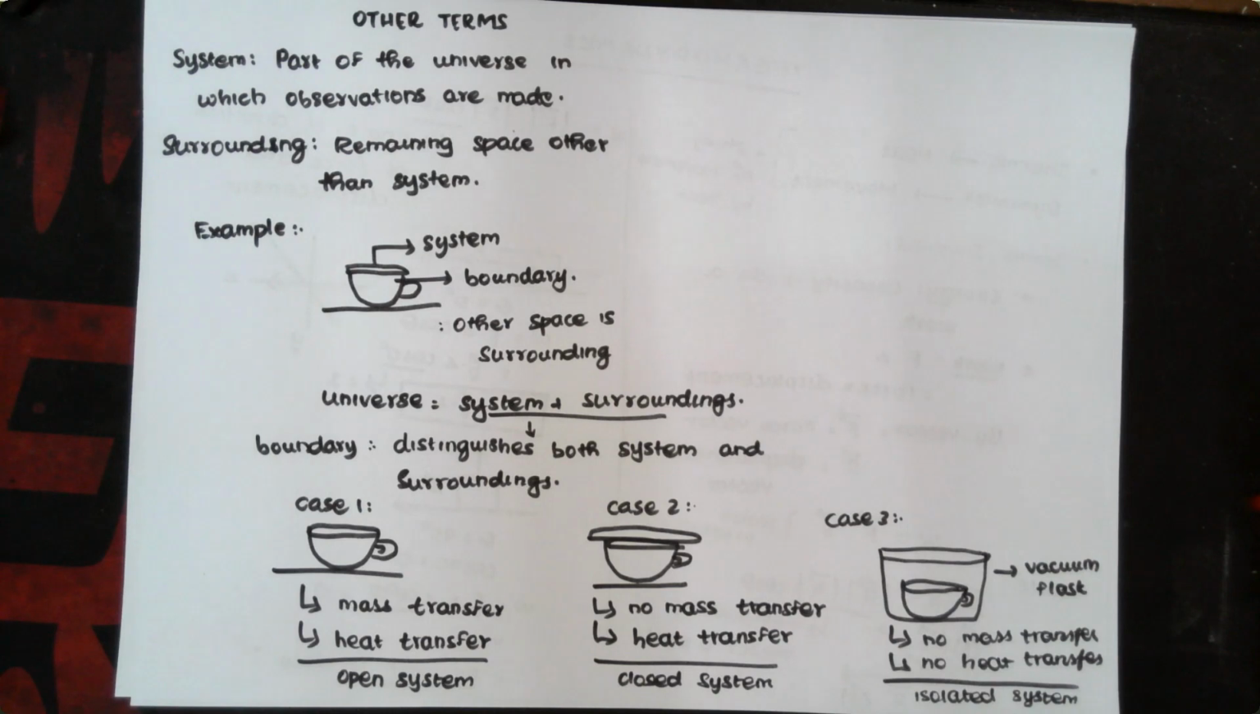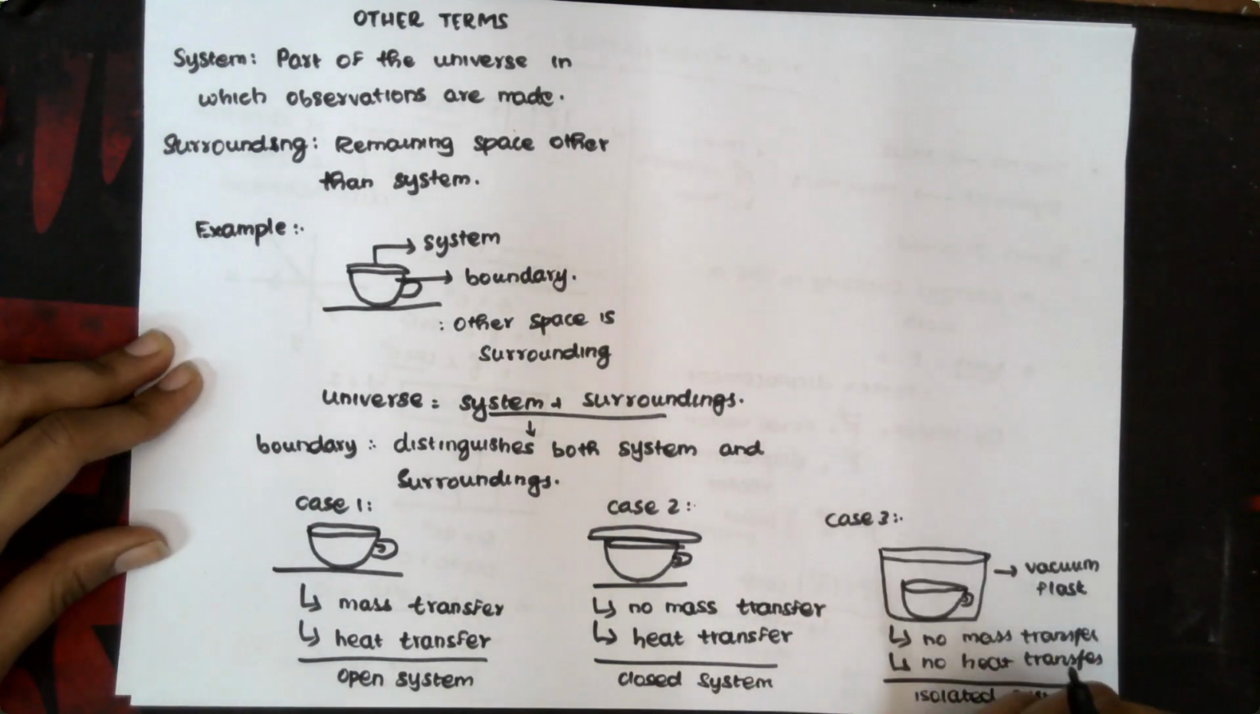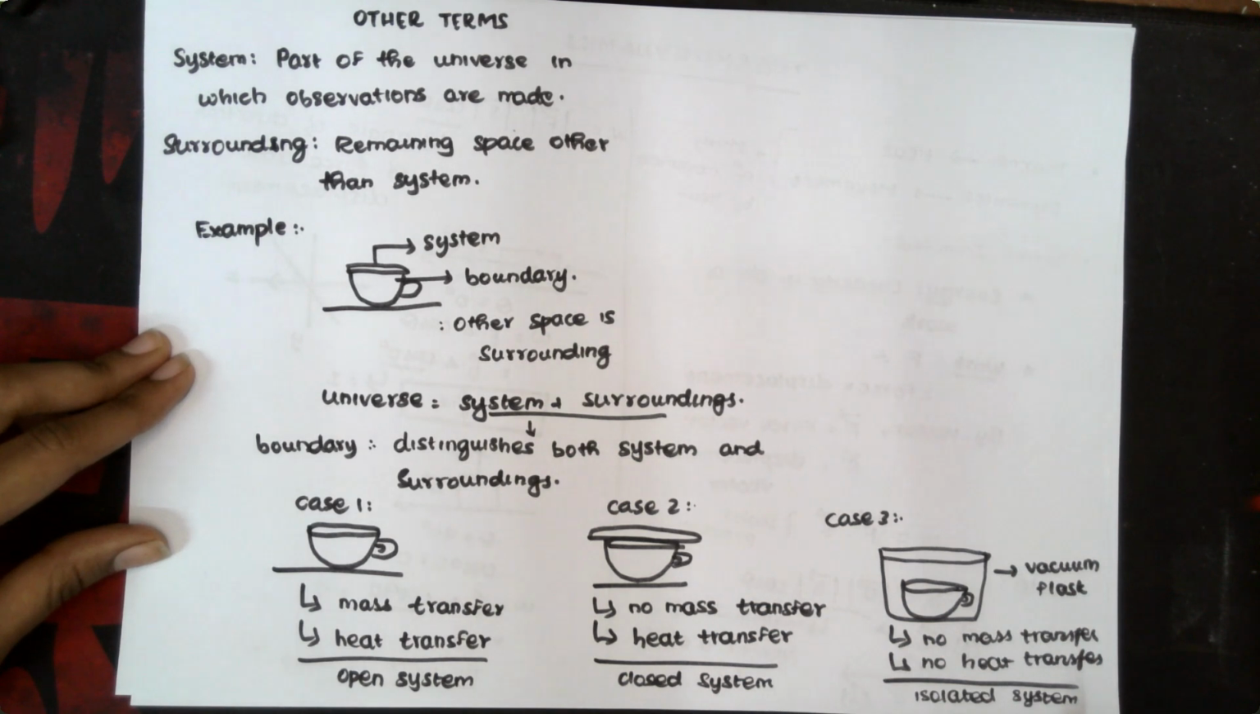So the system can be classified as open system, closed system, isolated system based on the nature of the wall, or nature of the boundary. Are you able to follow this? So the system can be classified into open system, closed system and isolated system. Got it?